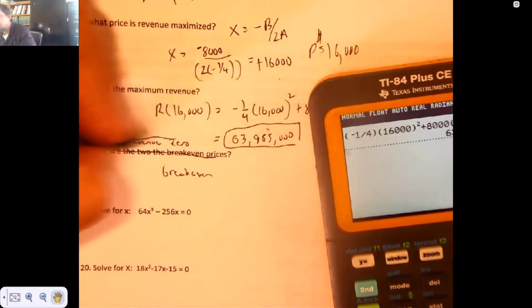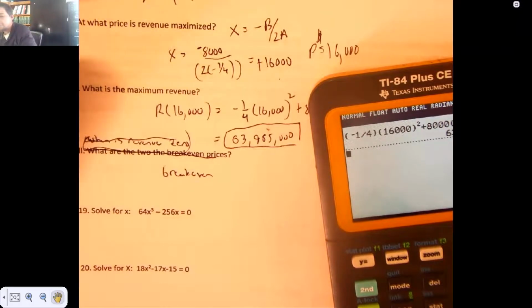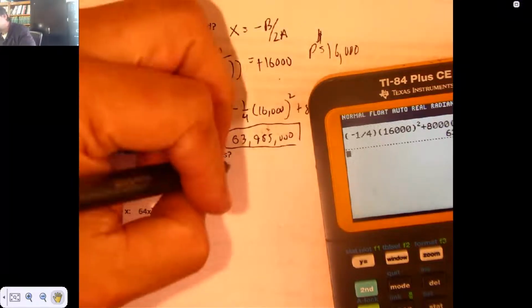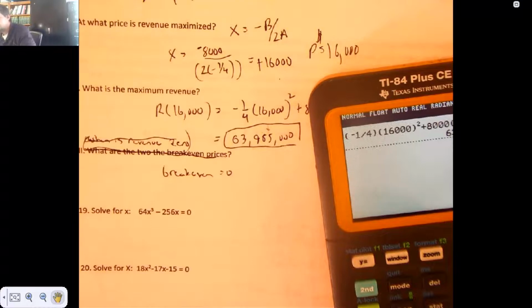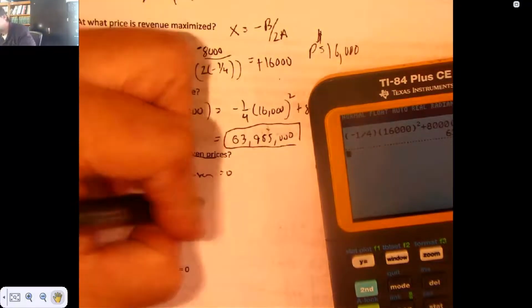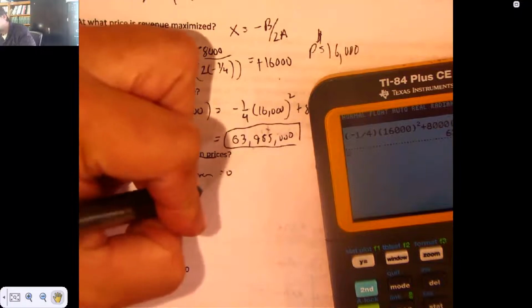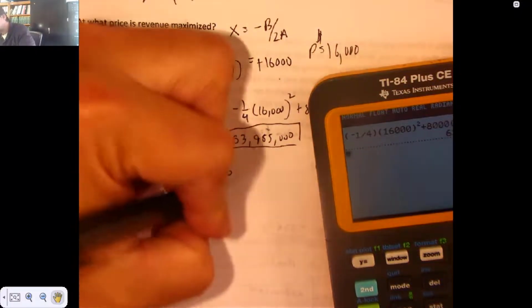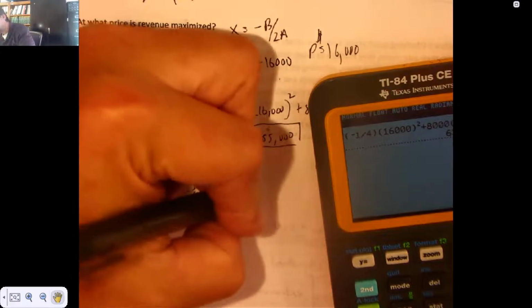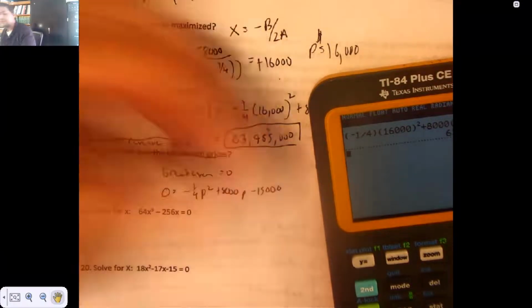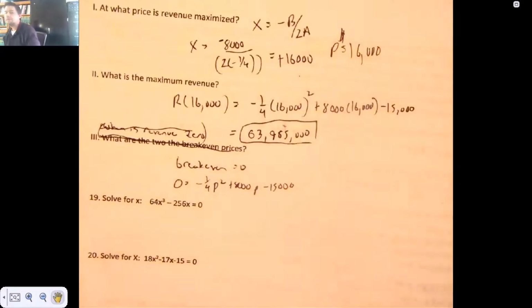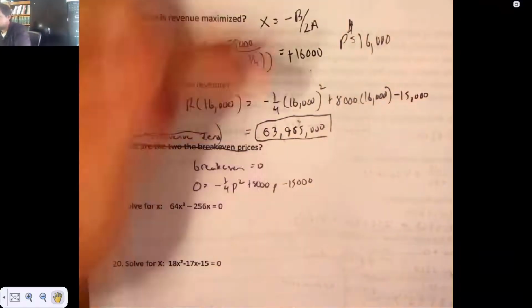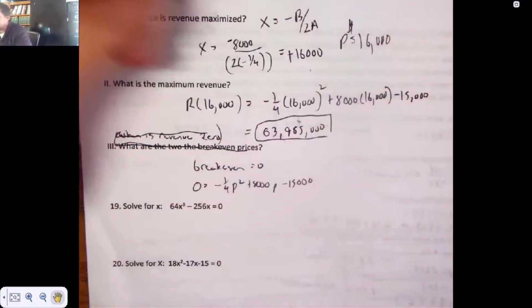So let's change that to when is revenue zero. That's what it should be. I guess break even still does make sense. Anyways, I need to reword that one. So the break even happens when you hit zero. Zero equals negative 1/4 p squared plus 8,000p minus 15,000. Let's hope I did my job right, because I didn't think too long about this problem, so maybe I made something that didn't factor.